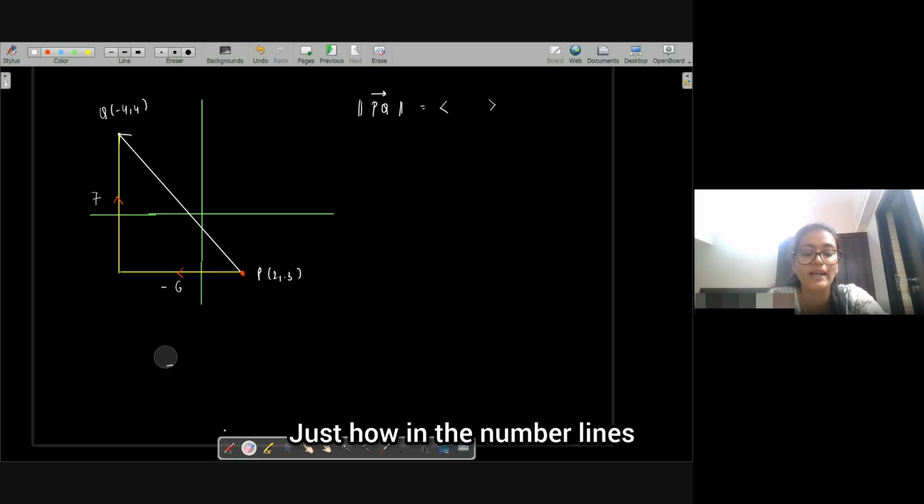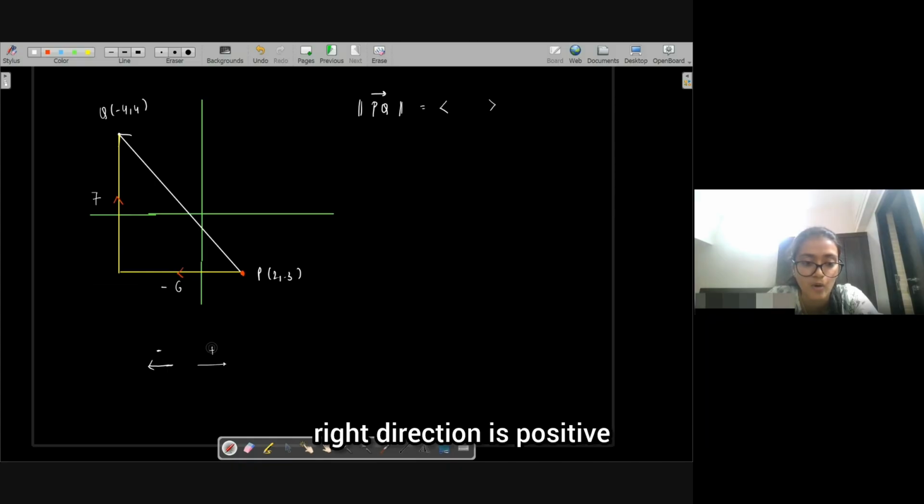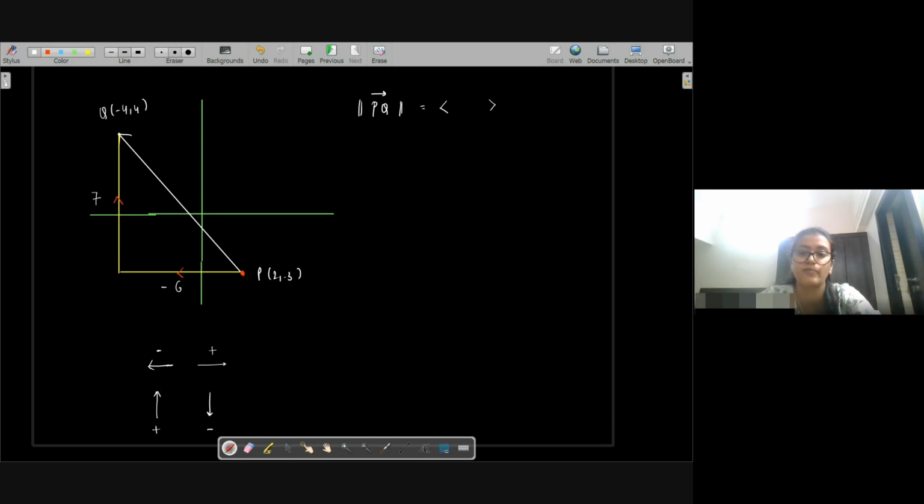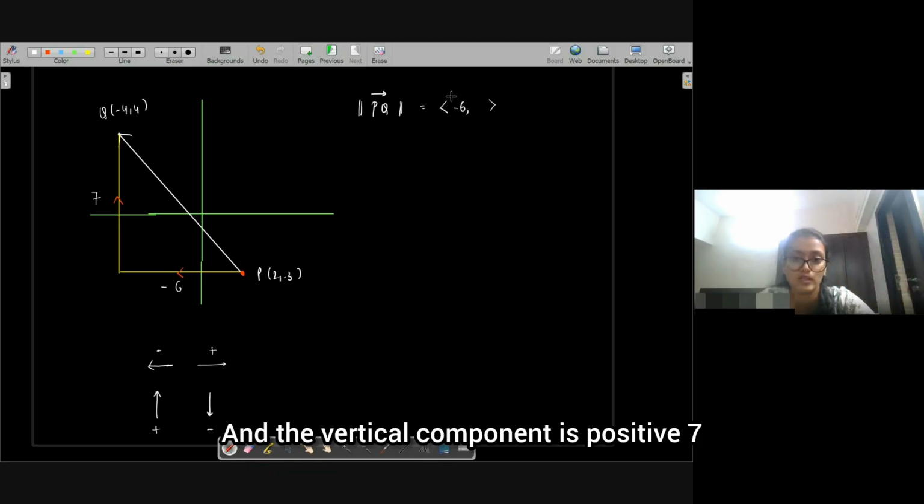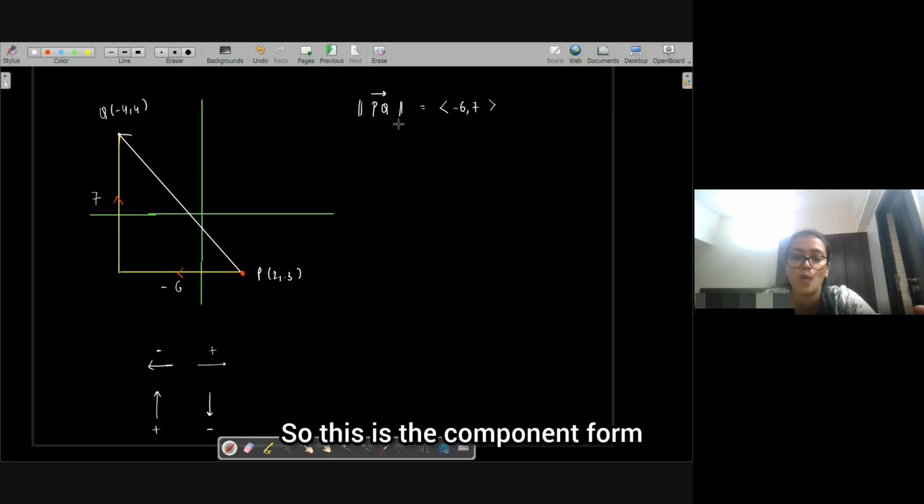Just like on number lines, when we're moving left, you have negative numbers. So left direction is negative, right direction is positive, and vertically, if you're moving up, that is positive, and if you're moving down, that is negative. So in this case, your horizontal component is not 6, but -6, and the vertical component is +7. So this is the component form.